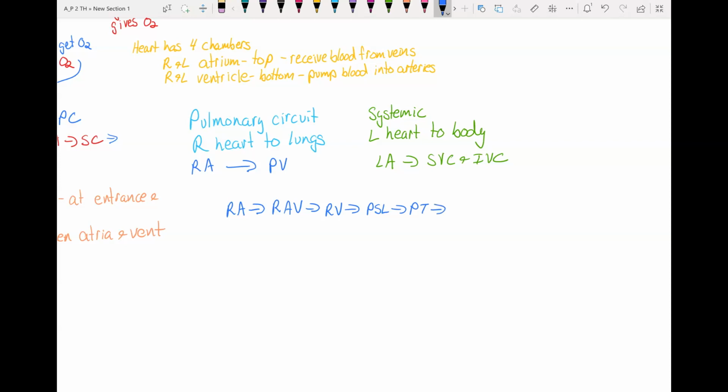Then that trunk branches into the pulmonary arteries, which go to the lungs, to the pulmonary capillaries. We'll go ahead and put that in this purple, because now we're getting oxygen. Then from the pulmonary capillaries, we now have oxygenated blood. It's going to go back to the left side of the heart. So now we're going to have pulmonary veins. This whole line so far, all of this is pulmonary circuit.